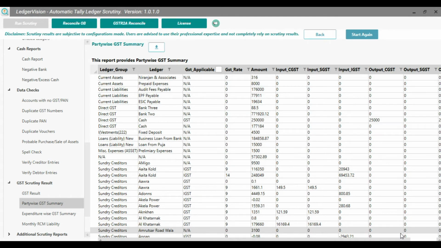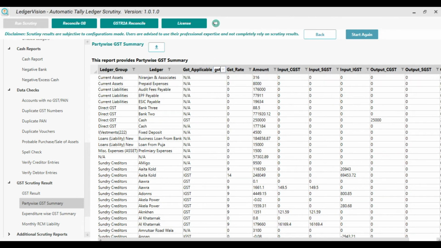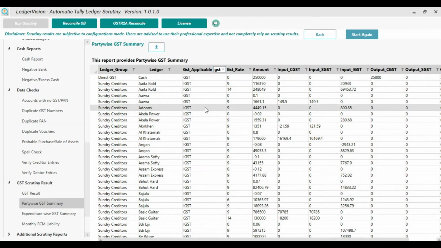Next report in GST scrutiny result is party-wise GST summary. So this is the report table. You can see there are groups, ledgers, whether GST is applicable or not, GST rate, etc. So if you select GST, you will get all the parties where GST is applicable. Now you can see cash is also shown as a party. So there are debtors, there are creditors, and if there is direct cash payment, direct bank payment, direct OD/CC payment, or direct cash receipt, bank receipt, or OD/CC receipts, in this case cash, bank and OD are also treated as a party.